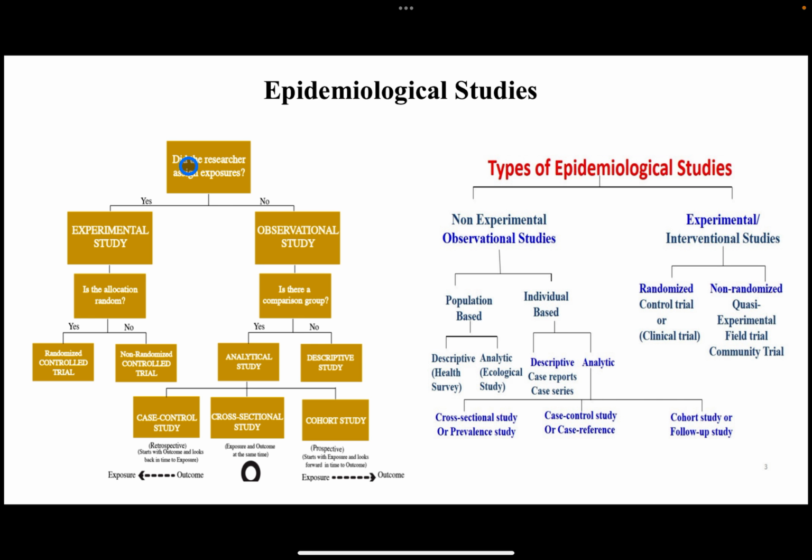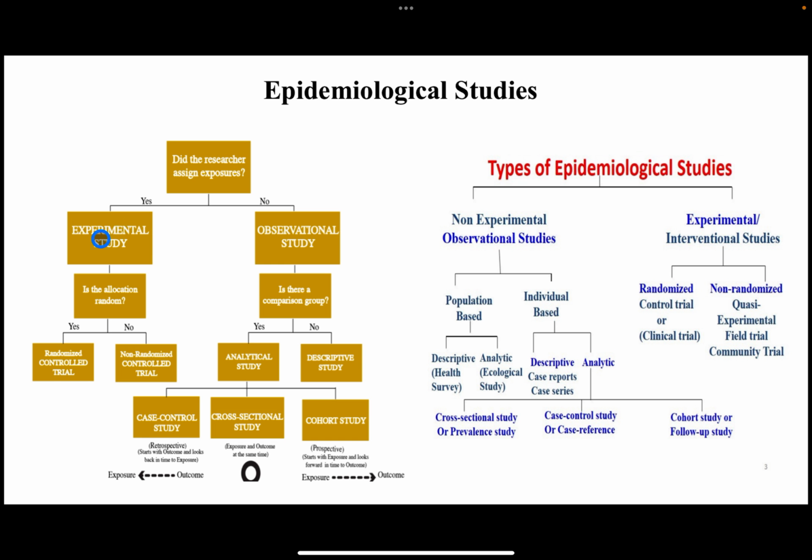So for example, look at this diagram. Did the researcher assign exposure? If the researcher assigned exposure, it means it's an experimental study. So if it is yes, that study is an experimental study. If it is no, then the researchers are just doing observation. So that is an observational study.